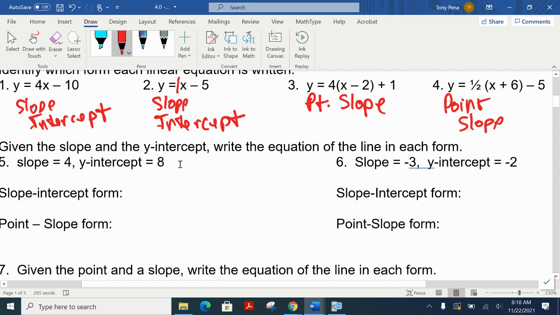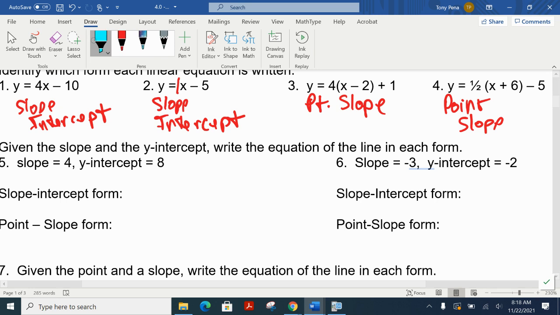All right, 5 through 6. I give you the slope and I give you the y-intercept. I want you to write the equation of a line in each form. So slope-intercept form is the whole y equals mx plus b. In order to go right to slope-intercept form, we need to know our slope. Do we know our slope?